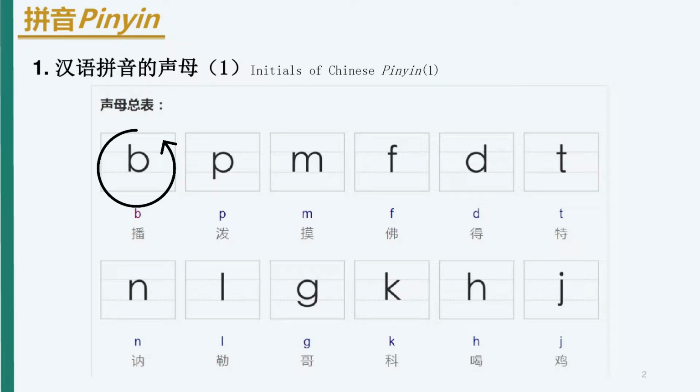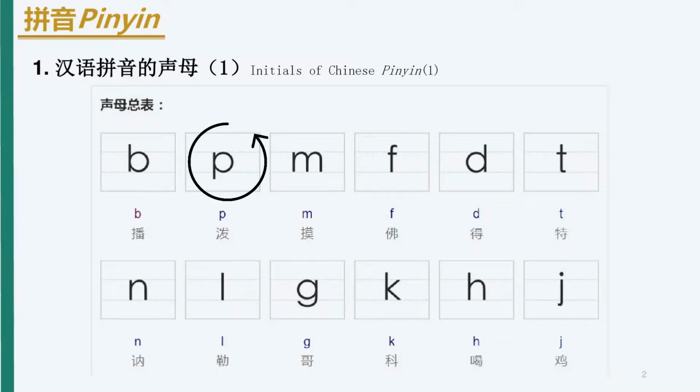Let's do the first one. B, b. Good. And the next one, p, p. And the next one, m, m. And then f, f. And then d, d. And then t, t. Okay, so did you get all of this for the first line?